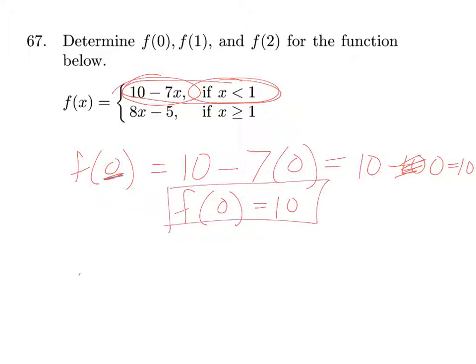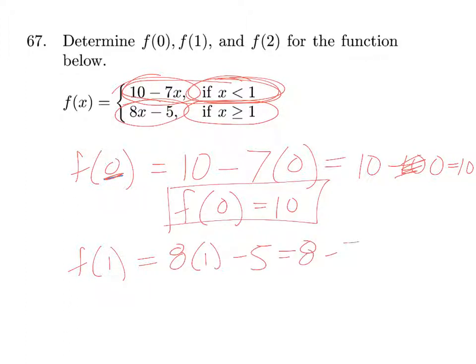On to the next, I have f of 1 is equal to, well, 1 is not less than 1 here, okay? But here it says x is greater than or equal to 1. Alright, equal to 1, I'm working with 1, so this is the expression I work with in this case. So it's 8 times 1 minus 5. 8 minus 5 equals 3. So I have f of 1 equals 3.